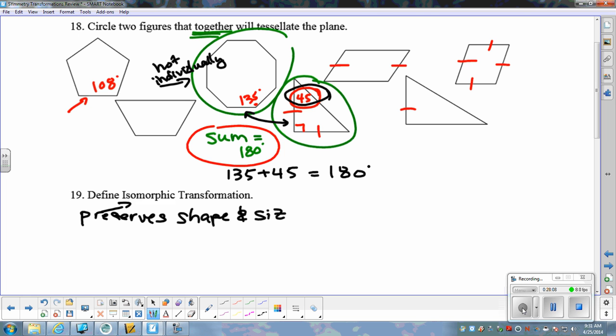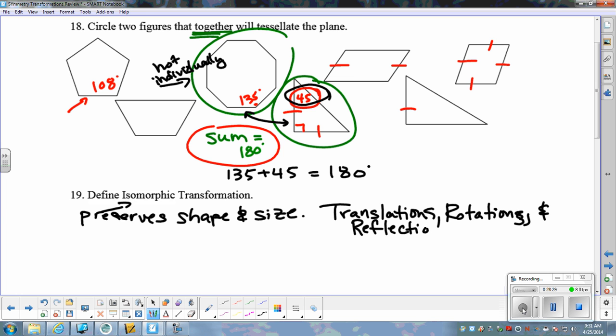So the ones out of our 4 transformations, we have translations, rotations, and reflections will be isomorphic transformations. It does not include dilations because dilations change size. There we go.